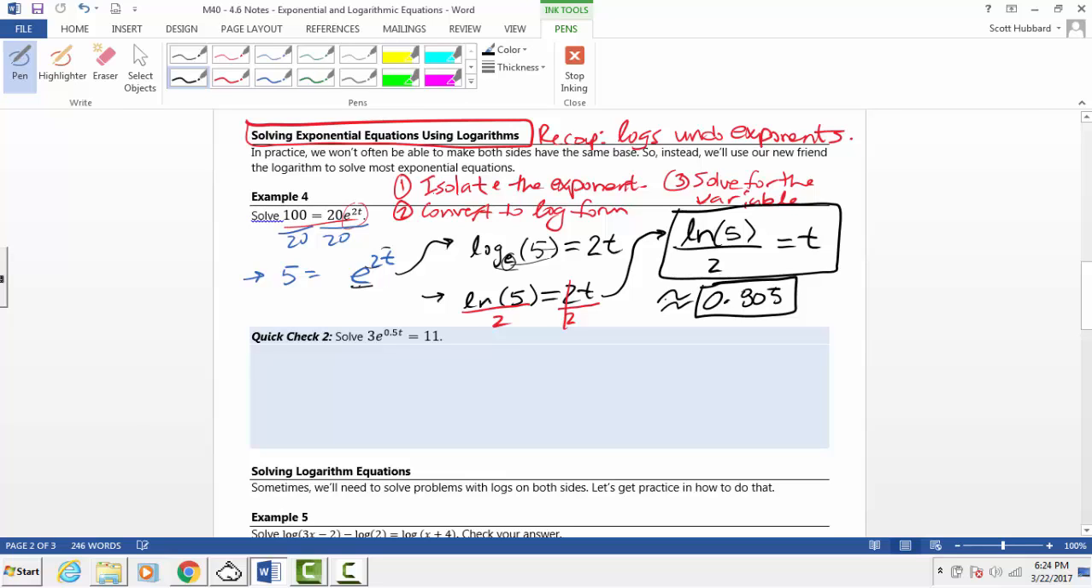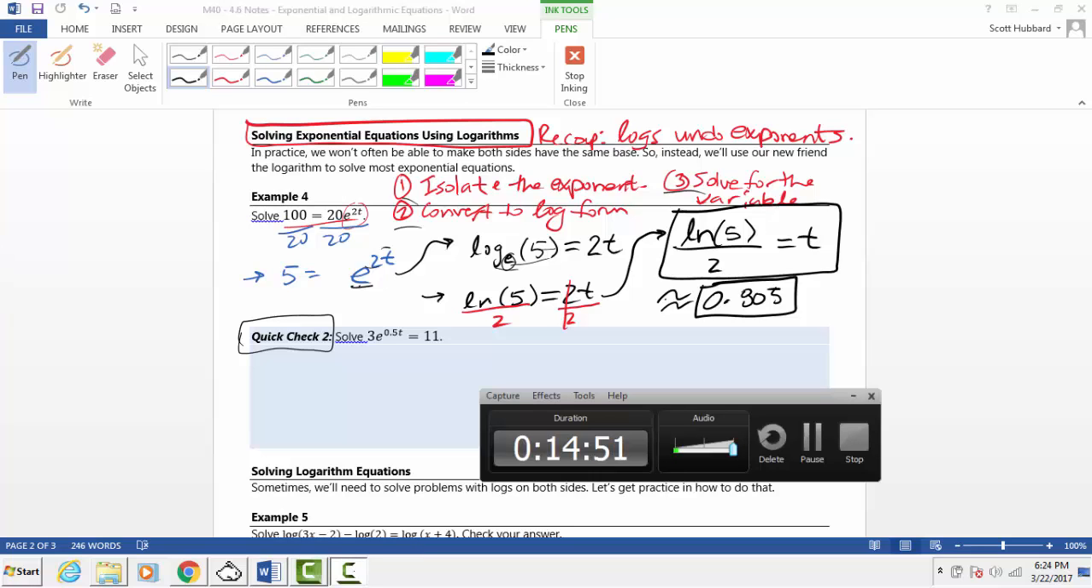So please use these examples, these steps 1, 2, 3, and go ahead and give it a crack at quick check 2. It's okay if you can't get it right away, but let's take a try, and we'll see what we can do. We'll pause the video, you pause it too, and we'll come back and discuss it.